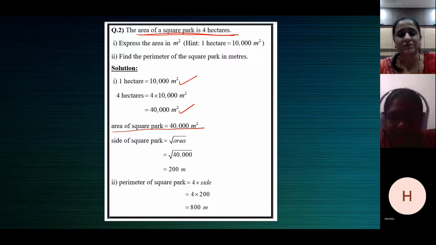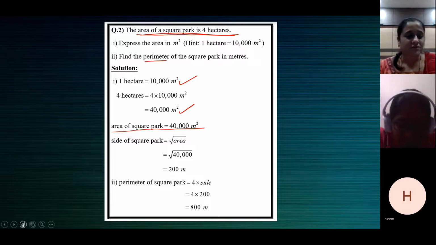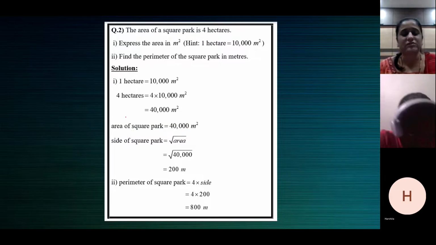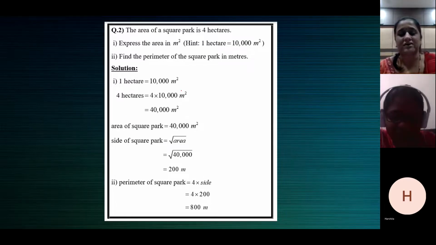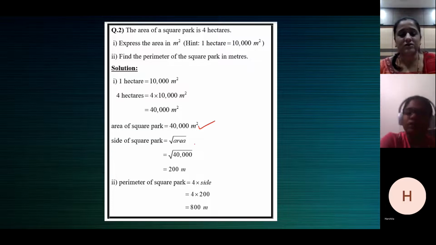Because they're asking you to find the perimeter in meters. Perimeter cannot be found in hectares because hectare is a unit for area, not length. So area of the square park is 40,000 meters square. So the side of the square park is square root of area, square root of 40,000.